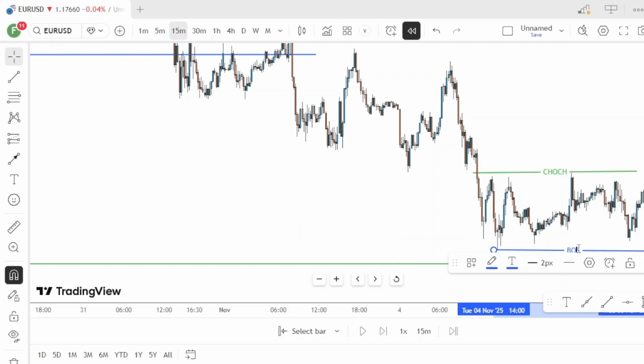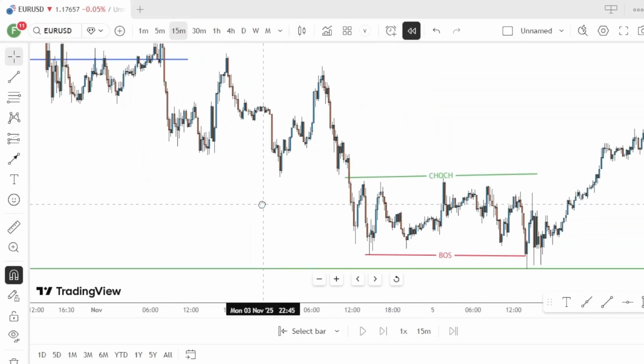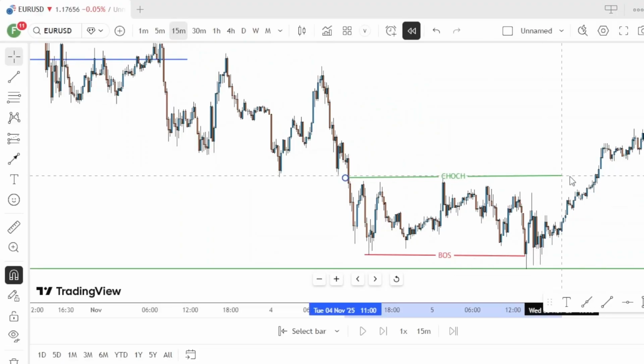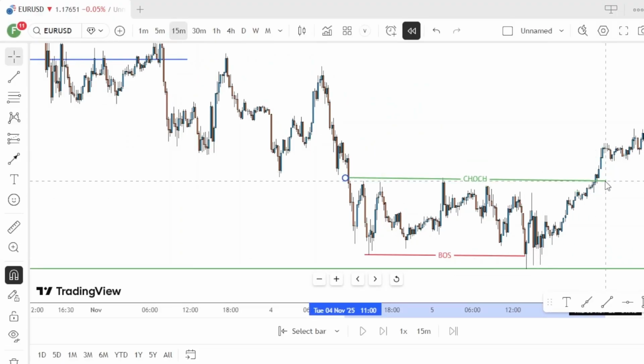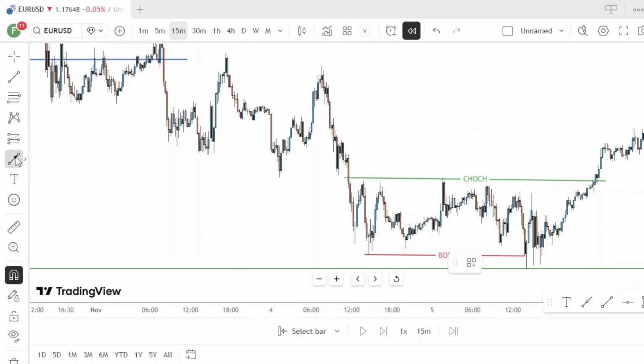That's my break of structure. I'm waiting for the market to take out this high. Once that happens, it tells me that the 15-minute and daily time frame are saying the same thing. So let's see what happens. Once this happens, it tells me that the 15 minutes and the daily time frame are saying the same thing.